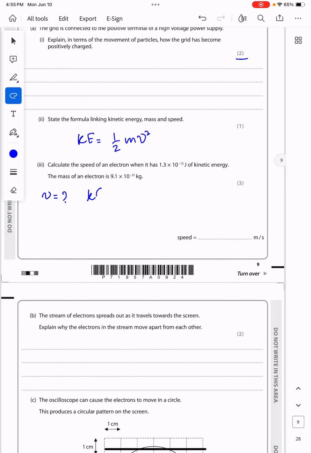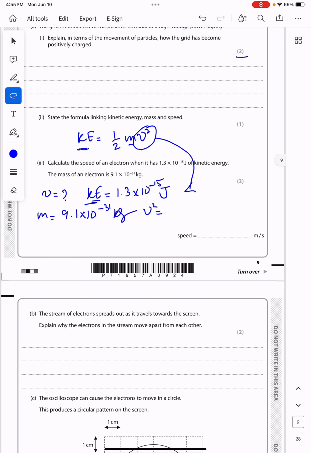So we have the kinetic energy as 1.3 times 10 to the power minus 15. Okay, and they also give us the mass. It's right here. So the mass is 9 times 10 to the power minus 31 kilogram. First of all, we have to make sure that all the units are correct, and so now we have just to apply it here. Since we have the kinetic energy, it's given to us here, and we have the mass, and we don't know the velocity, so let's start working on it from here.